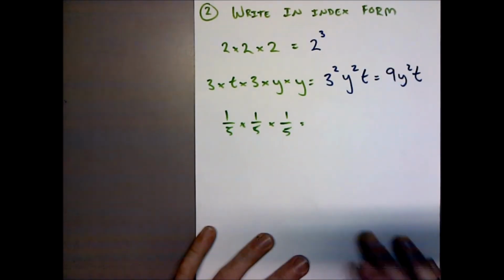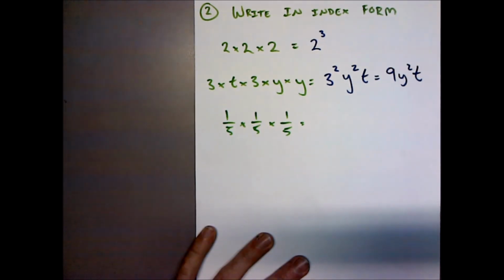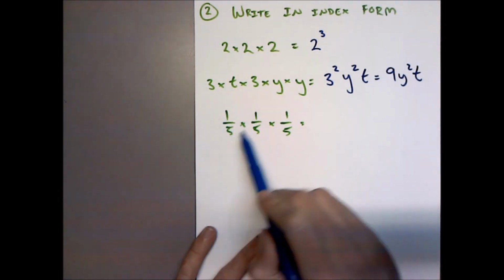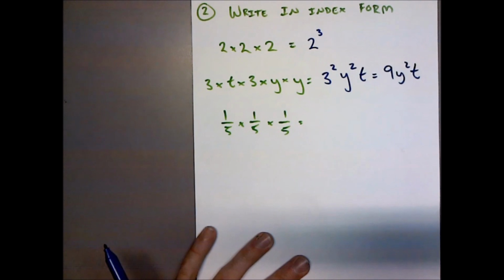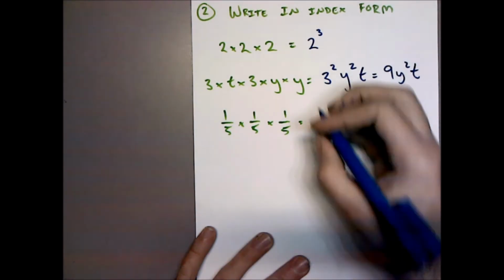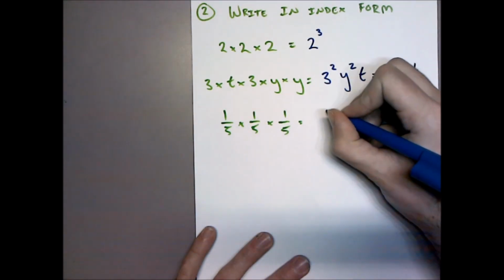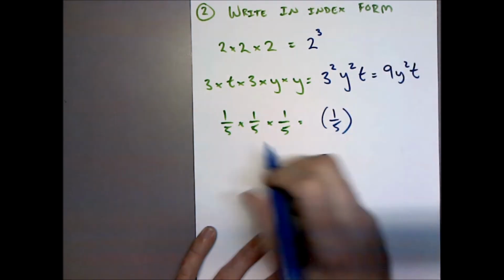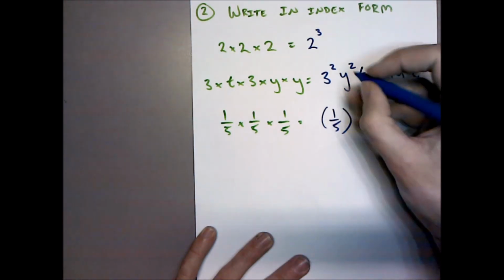Now for the last one, sometimes you might have a fraction. Don't overcomplicate it. Basically, if all of these guys are exactly the same, throw it all in a bracket and just put the power above. So it's 1/5 for all of them. So it's going to be 1/5. And we've multiplied it by itself 3 times, so the index is 3.